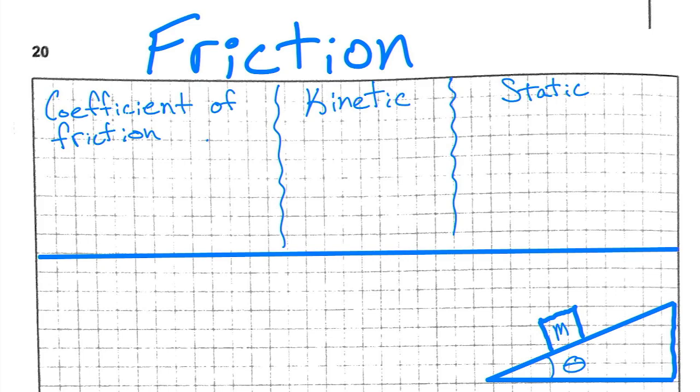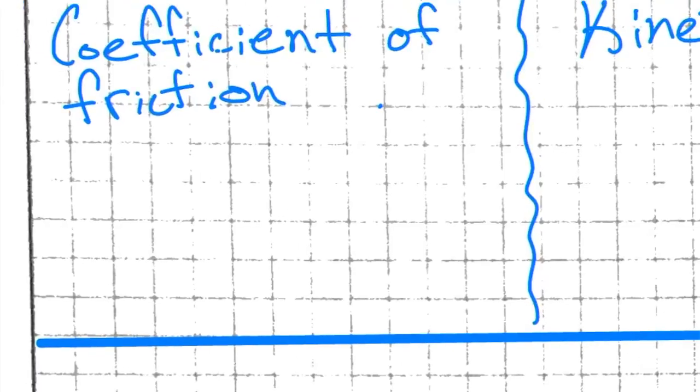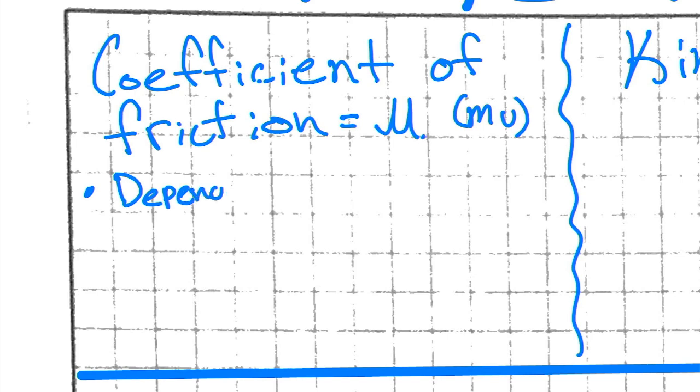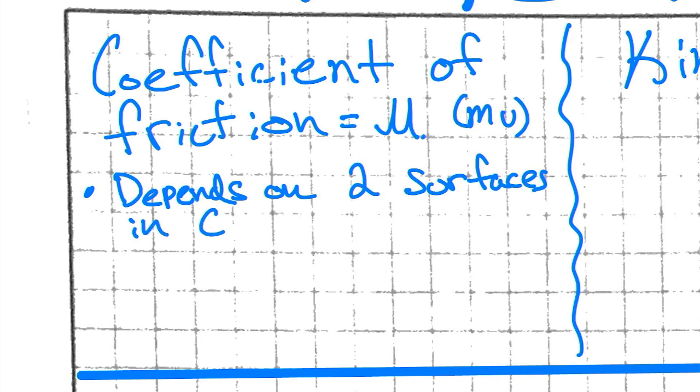So let's start with the coefficient of friction. Coefficient of friction is the Greek letter mu. M-U. Mu. And the coefficient of friction depends on the two surfaces that are in contact. If you change either of the surfaces in contact, it will change the coefficient of friction.